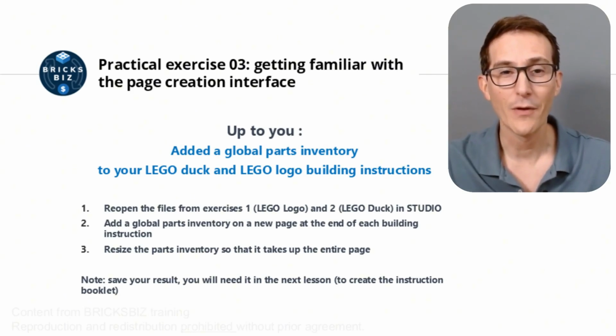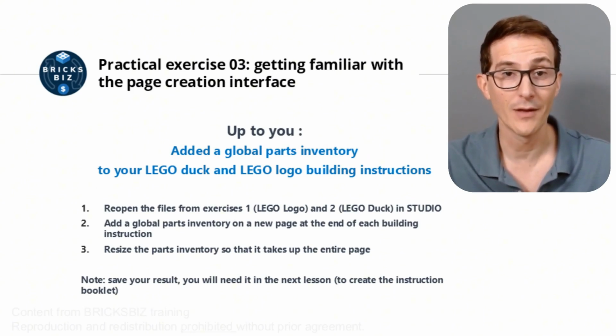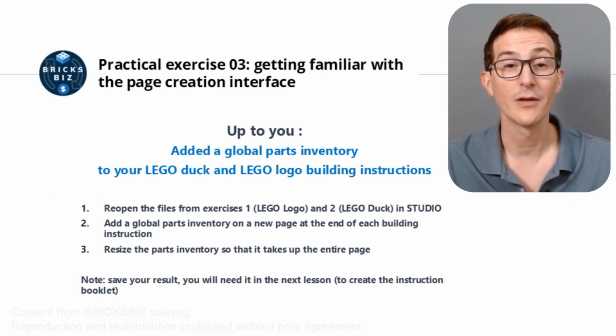Let's move on to the third practical exercise in this lesson. As you might expect, I'm going to ask you to add an inventory of the parts for each model to the building instructions for your Lego logo and Lego duck. To add the inventory, reopen in Studio the files you saved at the end of exercises 1 and 2 of this lesson and add the parts list as a new page at the end of each of the building instructions.